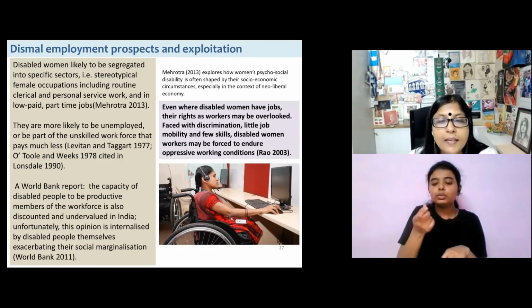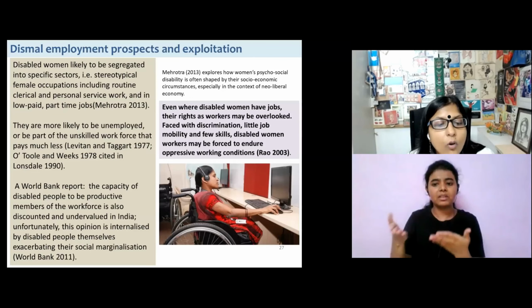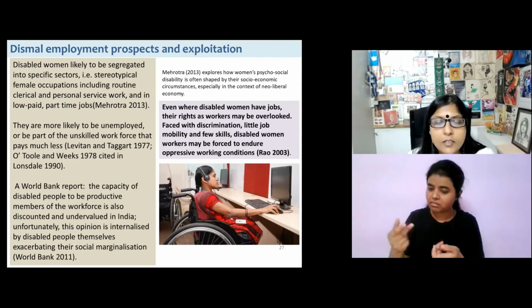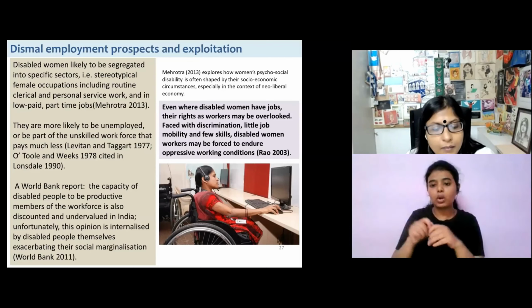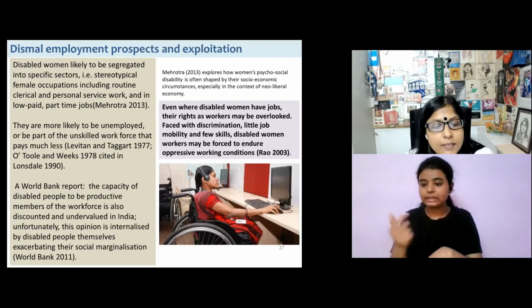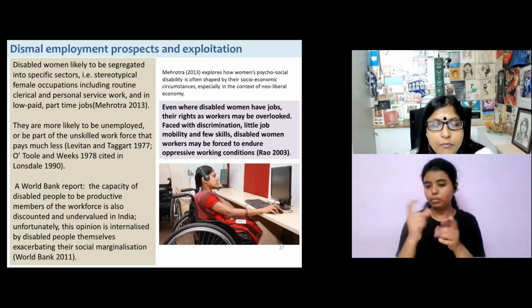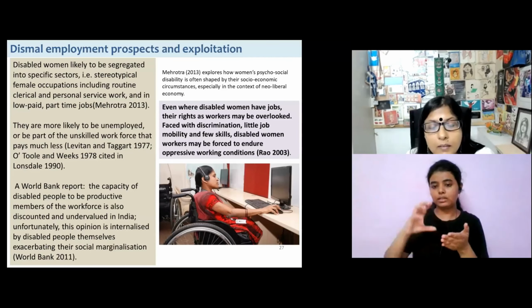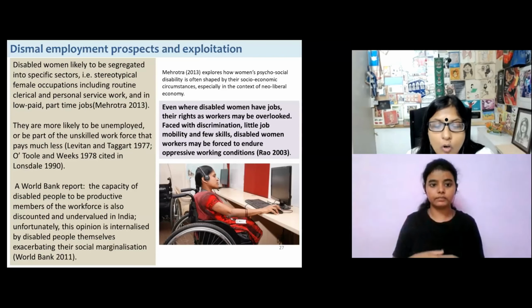They are likely to be segregated into specific sectors, which are stereotypical female occupations like routine clerical and personal service work or in low-paid part-time jobs. And women with intellectual disabilities are most liable to work from home. Because I'm running out of time, I would suggest that you read Kalyanpur and Indumati Rao's background papers for the National Commission for Women, which talk extensively about the work and the position in terms of jobs. And they say that disabled women earn the lowest wages compared to disabled men or non-disabled women.